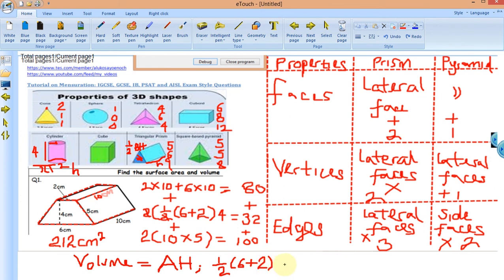What height are we going to be dealing with now? If you look at this one, half into the sum of the parallel sides times height, we are dealing with this plane shape here. So the height is 4, and it's not different from this height here. Then times the length of the prism, which is 10 centimeters.